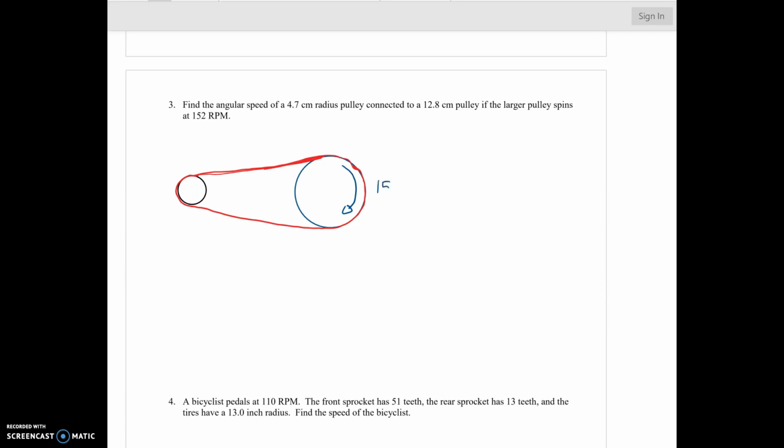This is rotating at 152 rotations per minute. That is what we call the connecting belt. Okay, that is the connecting belt. Let me write that better. Connecting belt. Why do I say bell? Belt. And obviously, if I turn this way, my belt is going this way at a linear speed.